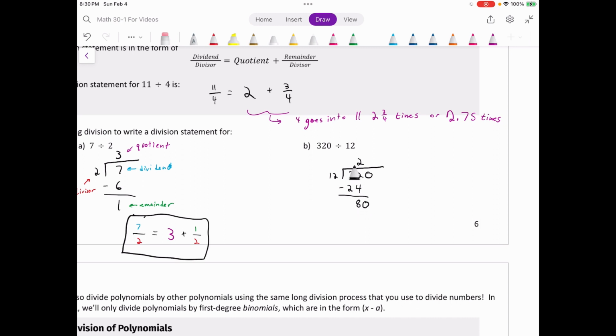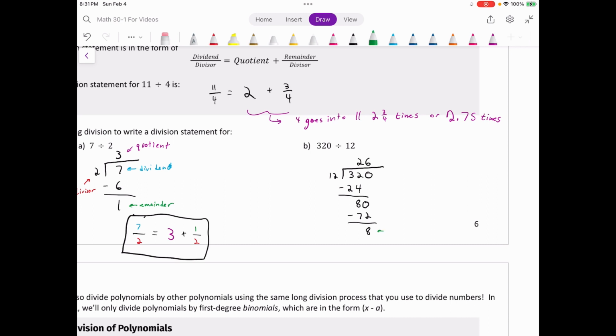So now we ask ourselves, how many times can 12 go into 80? Well, 6 times, right? Because 6 times 12 would be 72. So 6 times 12 is 72. Divide, multiply. We just multiplied. Now we're going to subtract. 80 minus 72 is 8. And there is nothing left to bring down, so we are done.